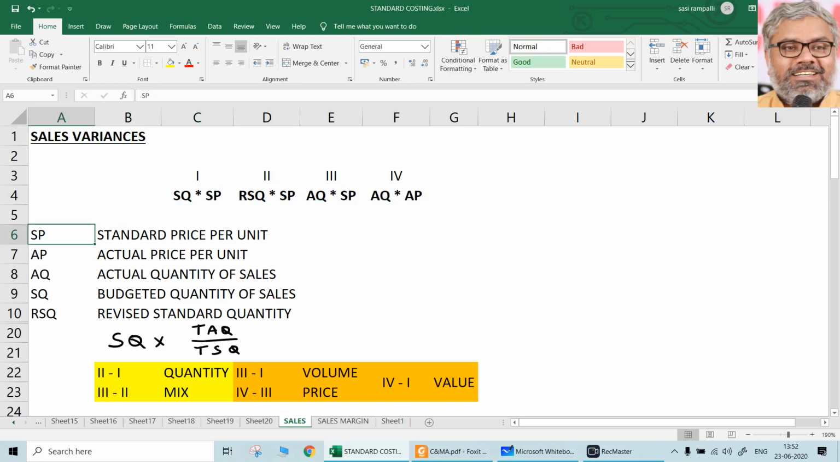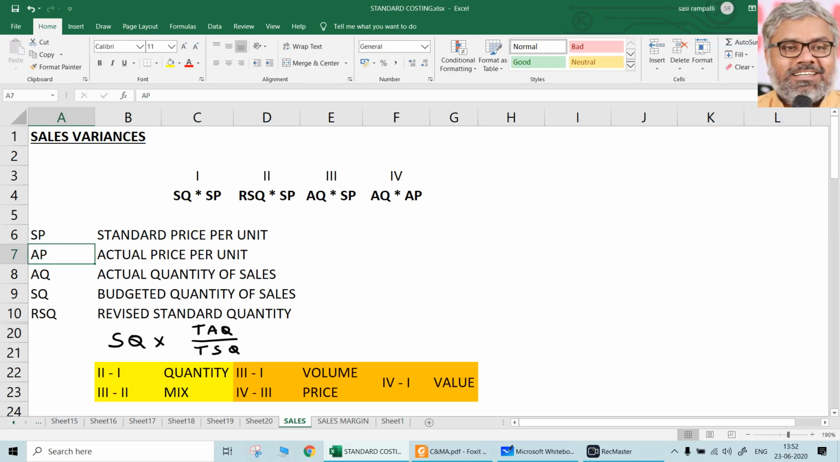But what they denote will be different. SP is the same, standard price per unit of what? Again, not input. We are talking about sales here, output, finished goods. What is the price we are charging to customers? Our budgeted price. When it comes to sales variances, there is no difference between standard and budget. Both are the same, but because we are used to these notations already, we continue to use them. So SP means the standard price per unit. AP means the actual price per unit.